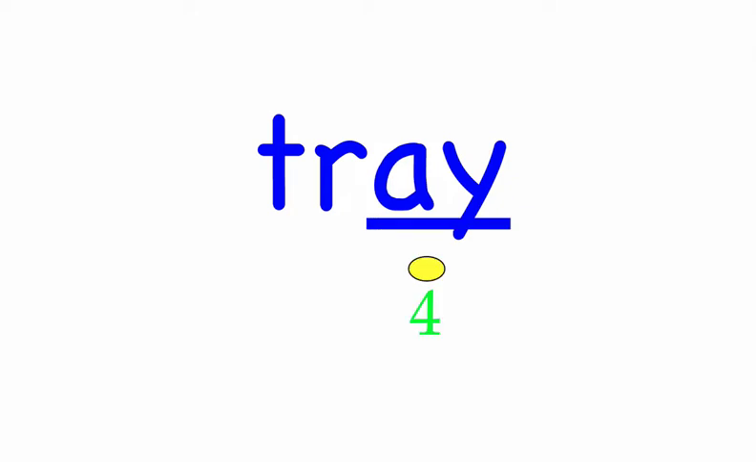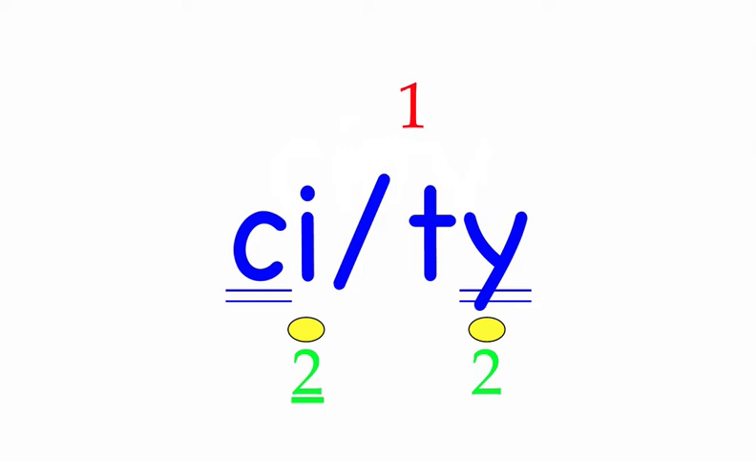City. I like to live in the city. City. 2 syllables. First syllable, si, 2 sounds: S, I. Ty, 2 sounds: T, E. City. Mark the word.